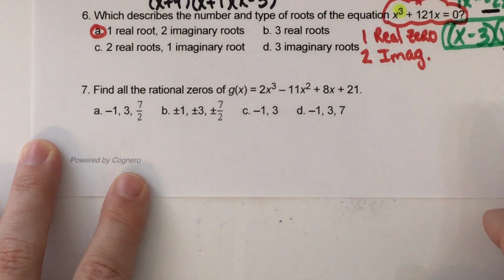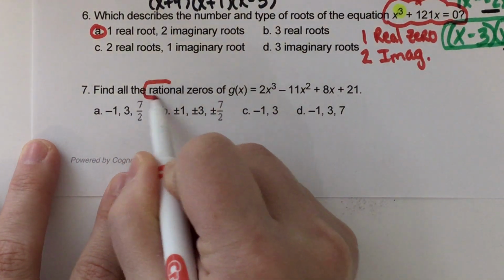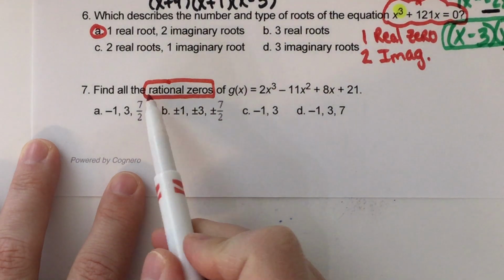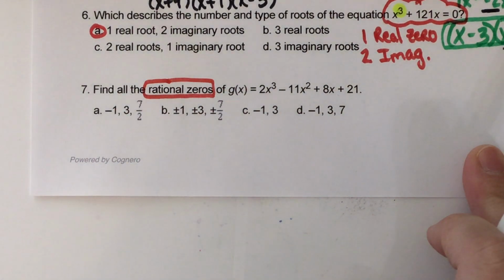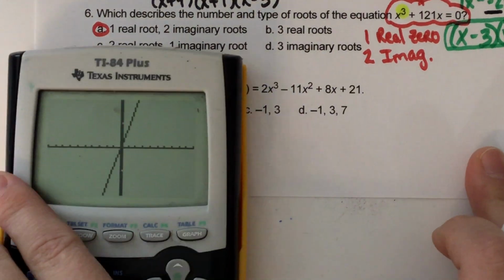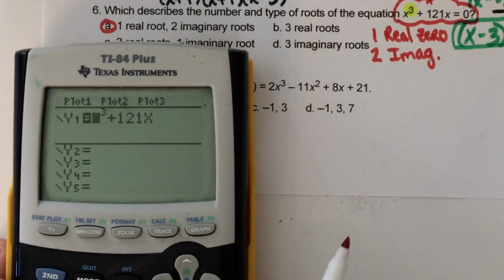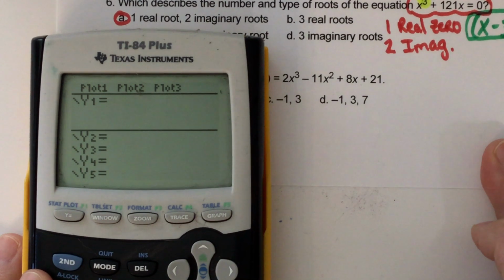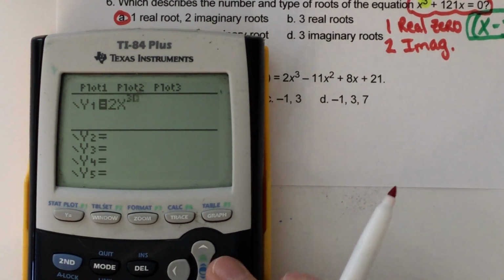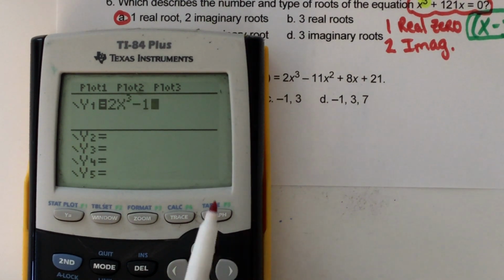Okay, this one is looking for all of the zeros, and it wants the rational ones, so that means it doesn't want any imaginary answers. Okay, so I'm going to graph this and see what I can find. All right, so 2x cubed minus 11x squared plus 8x plus 21.